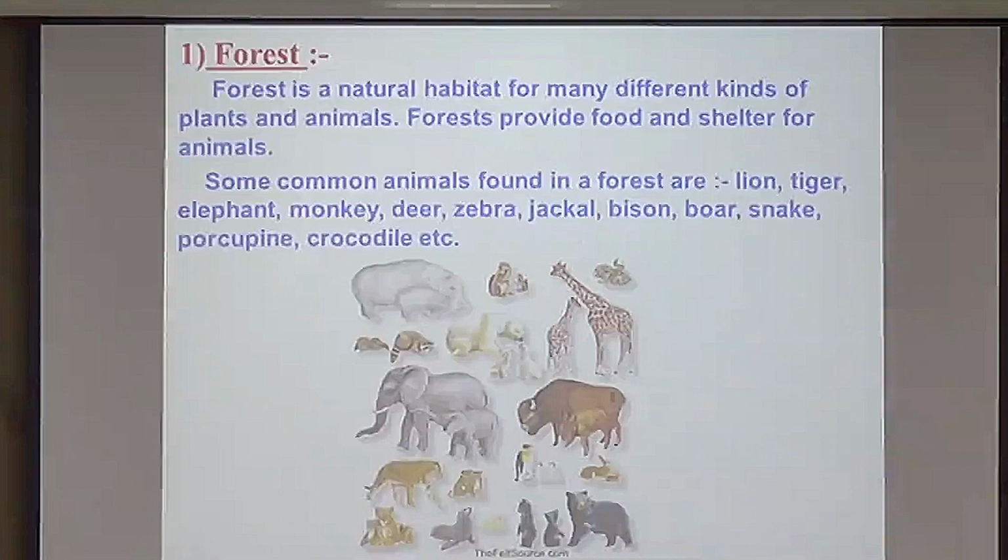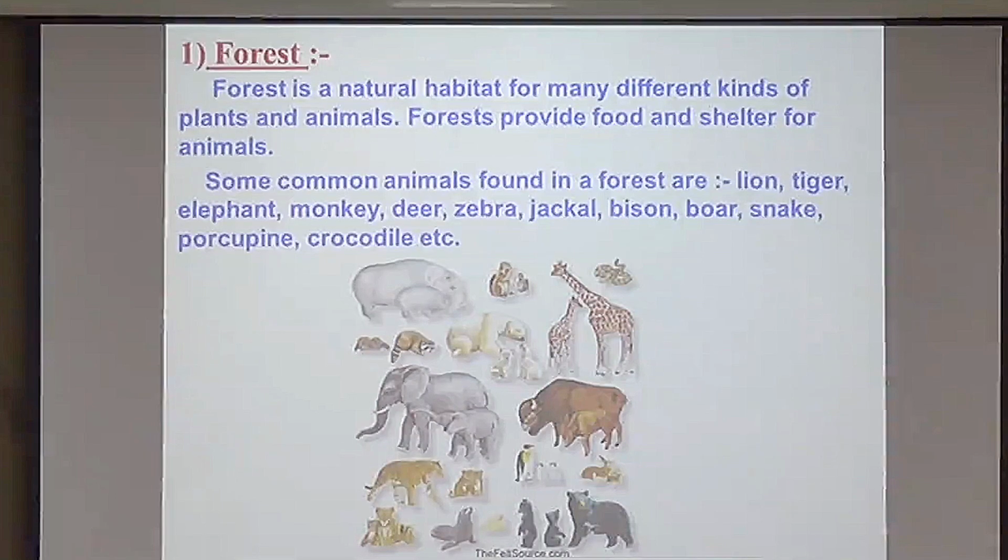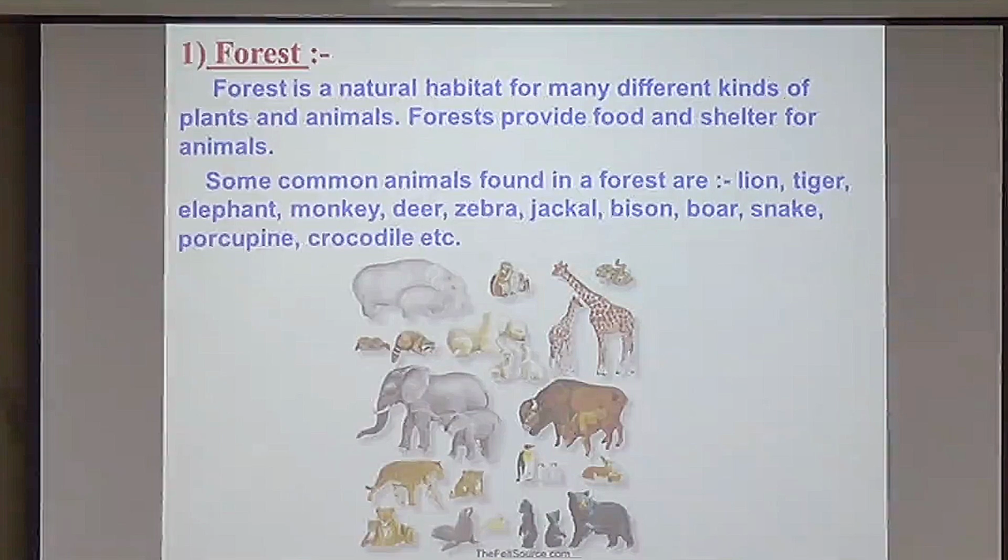So, starting with forest. Now forest is a natural habitat for many different kinds of plants and animals, and not humans. So I'm talking about plants and animals. Forests provide food and shelter for animals. Some common animals which are found in forest are lion, tiger, elephant, monkey, deer, zebra, jackal, bison, boar, snake, porcupine, crocodile, etc. These are the wild animals which are found in forest.